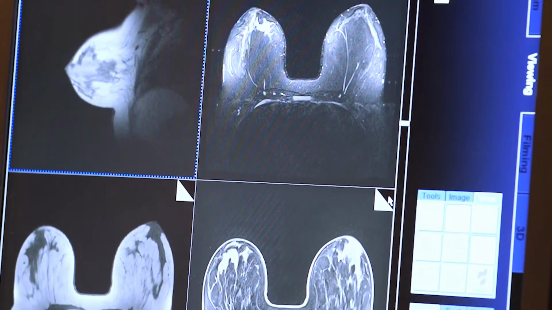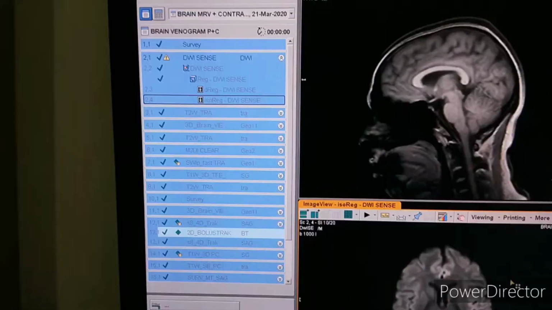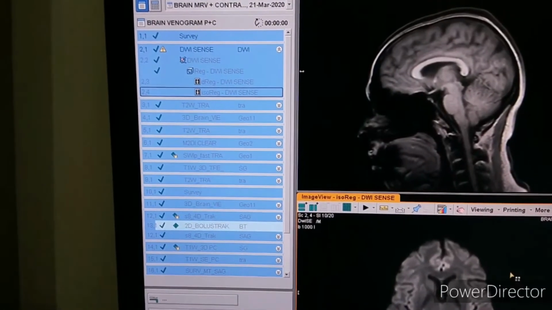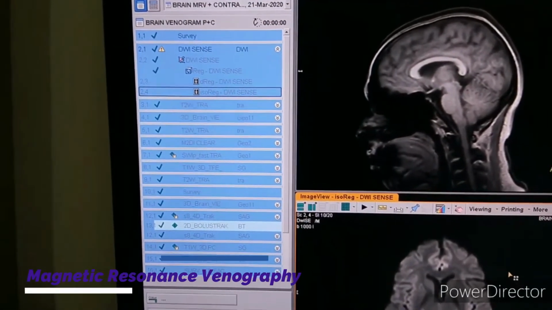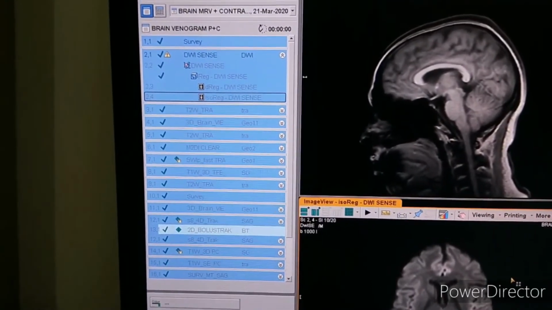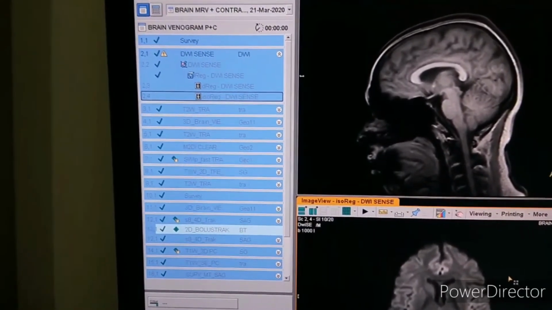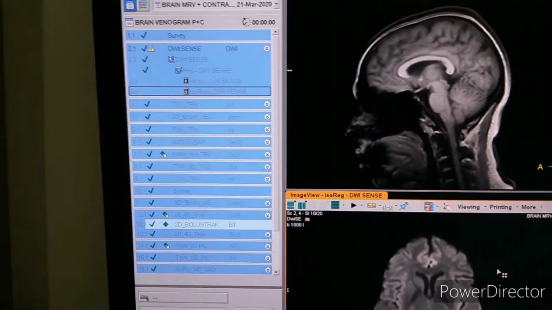Magnetic resonance venography, or MRV, is combined with contrast dye to produce clear images of internal organs and other structures inside the body. The dye highlights the veins so that they appear translucent and show up well in the images.